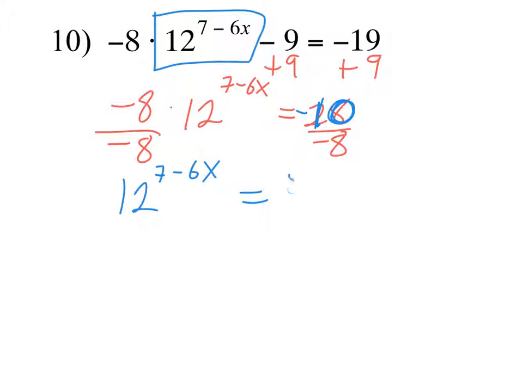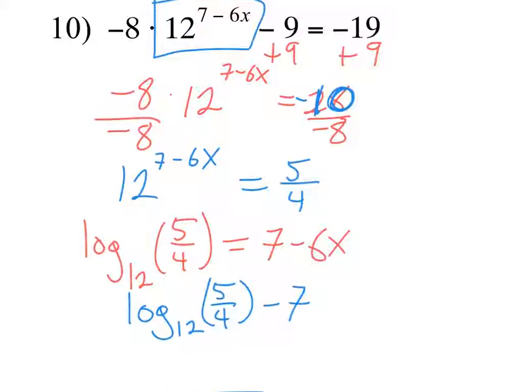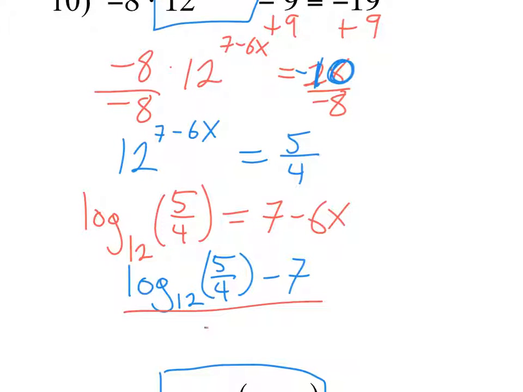Negative 10 over negative 8 is going to be 5 over 4. That actually is much nicer because now we get an answer that will work. I'm going to convert this to a logarithm, so it's going to be log base 12 of 5 over 4 is equal to 7 minus 6x. I'm going to subtract 7 from both sides and divide by negative 6 to get an answer of log base 12 of 5 over 4 minus 7, and then divide that whole thing by negative 6 is equal to x.